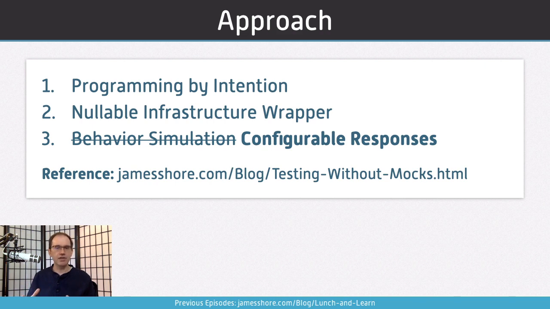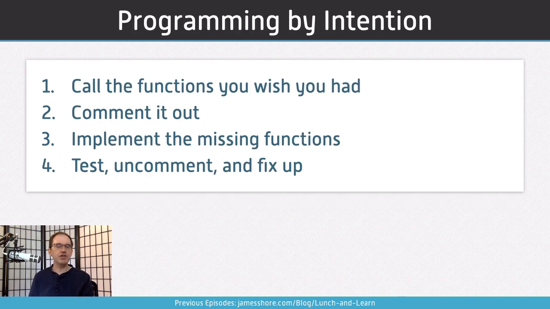And that's a little confusing. I'm talking about the responses of the request. So we're configuring the request's responses. If that doesn't make sense, it will once we get into it. Again, programming by intention is writing your code as if all the functions that you wanted already existed and using that to sort of figure out what those functions should be.